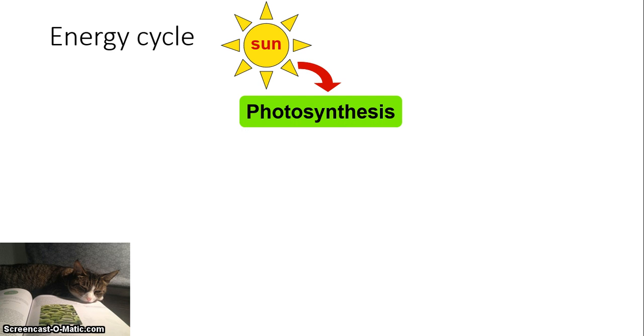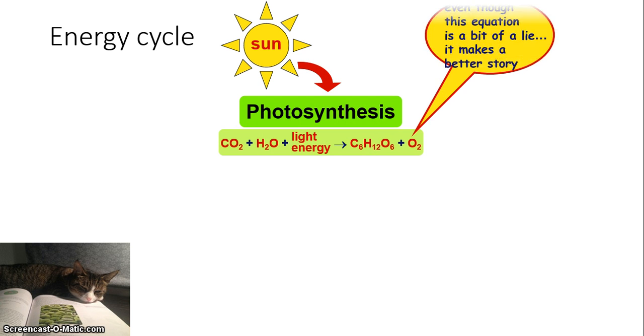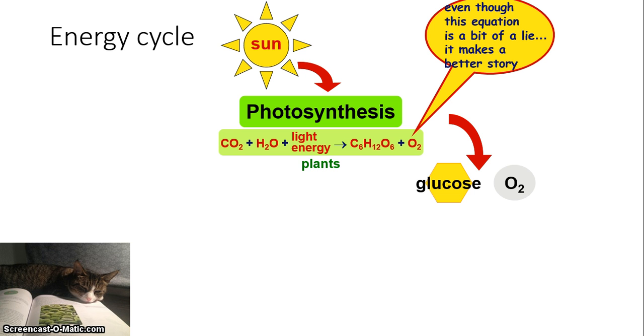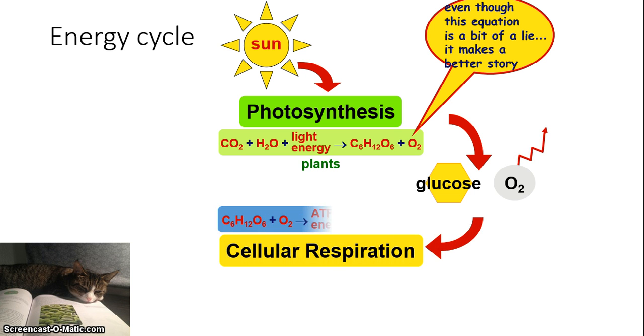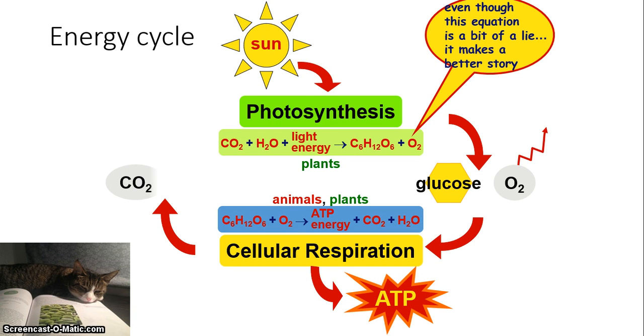And just to look at the whole thing all together. So photosynthesis occurs in plants. You produce glucose and oxygen as products. Cellular respiration uses the products of photosynthesis to get energy, and its products are carbon dioxide and water, which become reactants in photosynthesis.